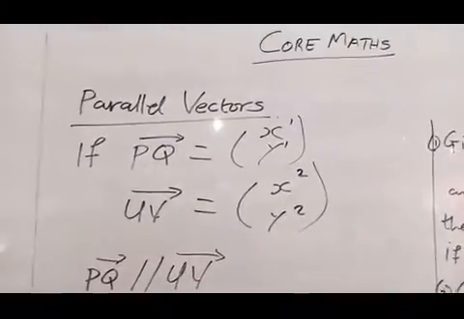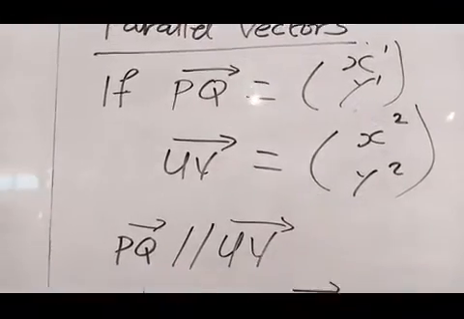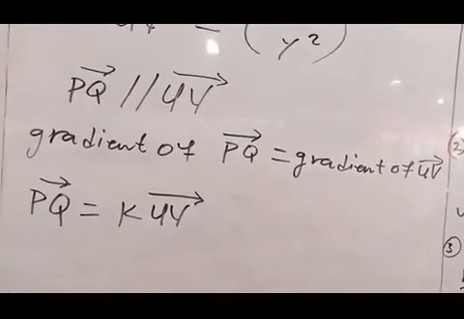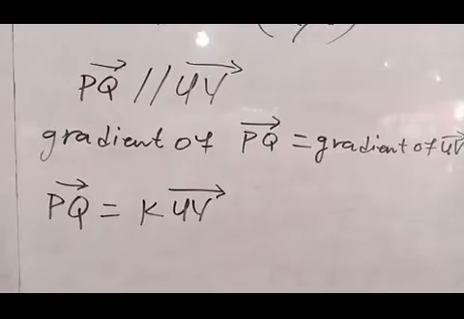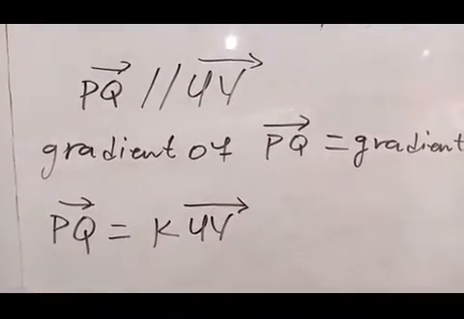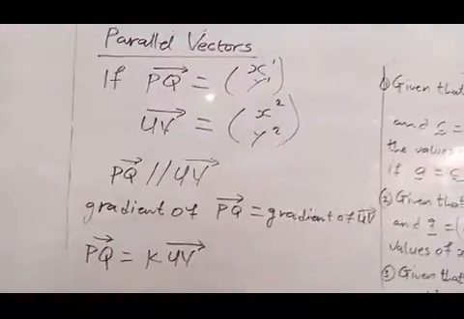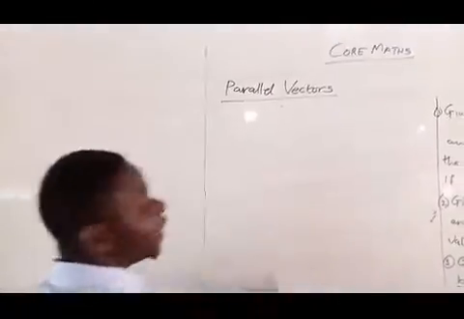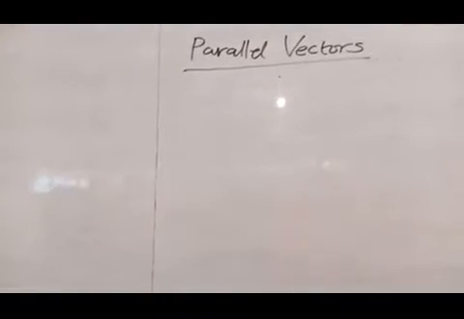Let's take a few examples and then we are good to go. We move on to perpendicular vectors and then we can solve some questions. After which we look at the triangle law of vectors, look at the parallelogram law of vectors, and then we are done with vectors. Just take a few examples and that's it. So let's take some examples of parallel vectors.